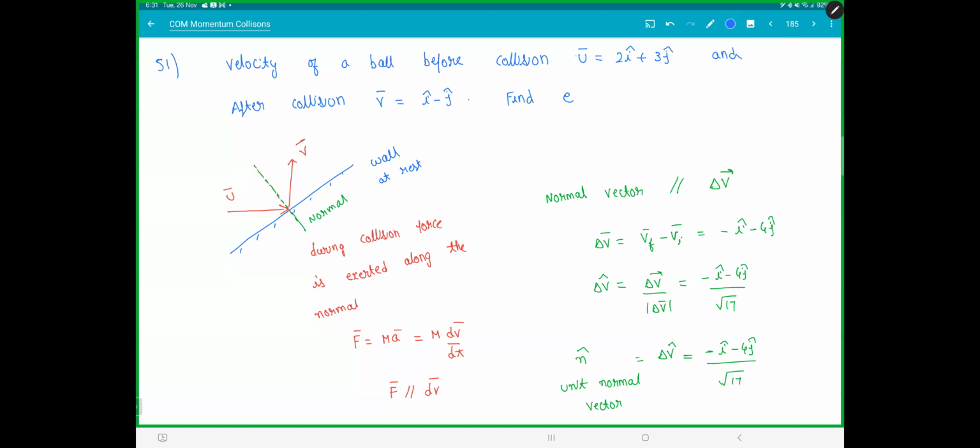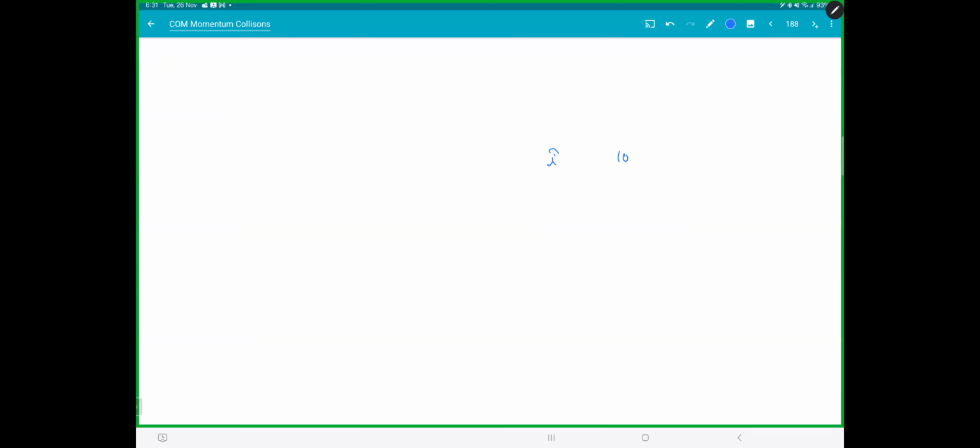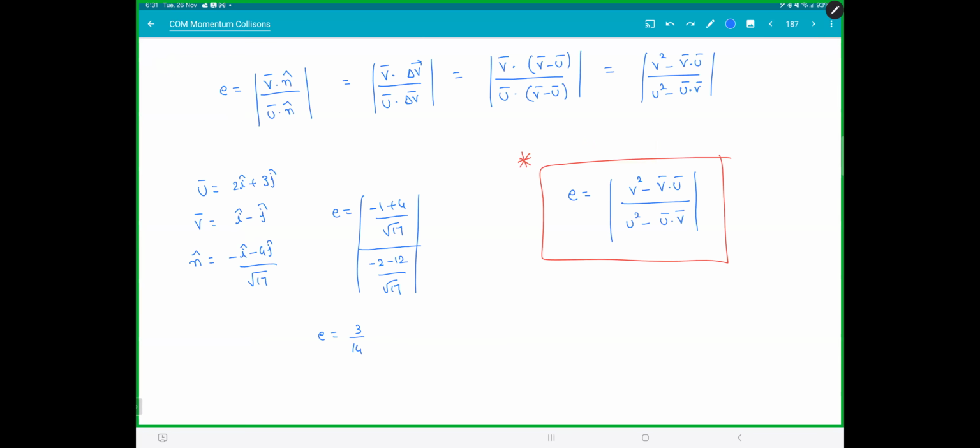They write n bar is equal to delta v bar. Why? They say, sir, you said they're parallel, so they're equal. It's like saying i cap and 1000 i cap are parallel and equal. They're parallel, right? They're not equal. But anyways, others got the discussion here. This thing is clear, the vector form. So if you just give me u bar and v bar, this is how you do.